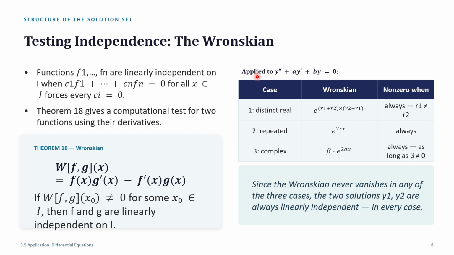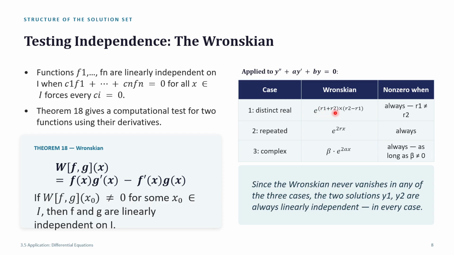So if we apply this to y double prime plus ay prime plus by is equal to 0, we get the three cases: the distinct real roots, the repeated root, and the complex roots. In the Wronskian, we have here e raised to the power of r1 plus r2 times r2 minus r1.